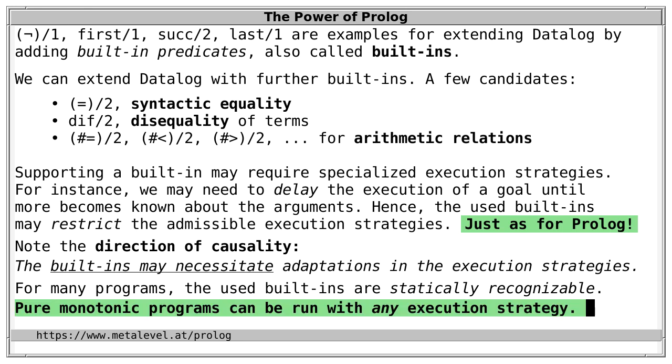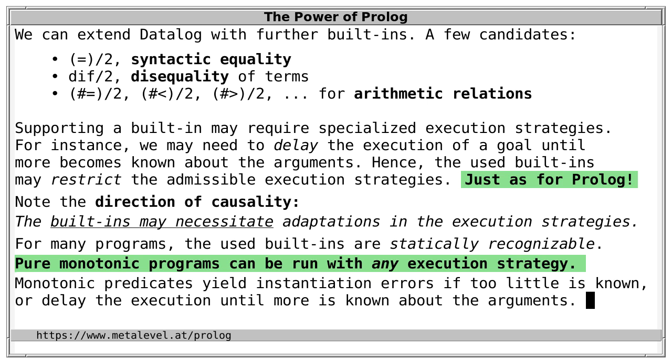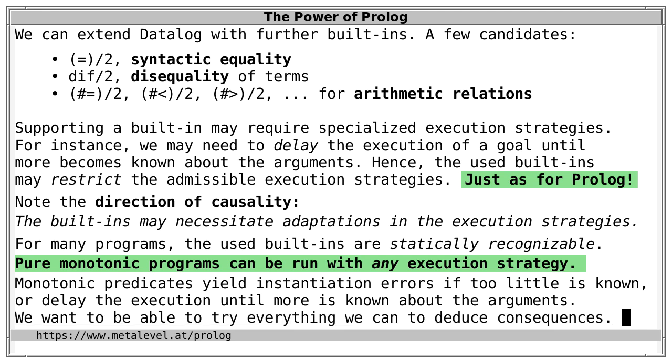And a very useful class of built-ins are the pure monotonic built-ins, because they can be used with any execution strategy, and they also allow declarative reasoning about programs, because if too little is known, then they yield instantiation errors or delay the execution. So they never give wrong answers, no matter which strategy we use. And that's nice, because we want to be able to try everything we can to deduce consequences. Some strategies may work better than others for a given task.